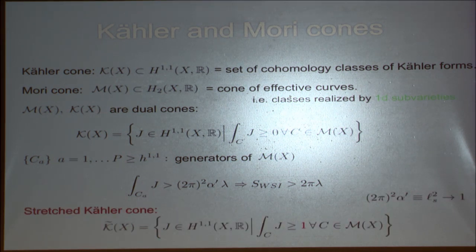So we define now, I'm going to set alpha prime times 2 pi squared to 1 for the remainder. We define an object, the stretched Kähler cone K tilde, which is the set of all Kähler forms such that when you integrate those Kähler forms over any curve, you get at least 1, not just at least 0. In other words, it's a subspace of the space of Kähler forms such that no holomorphic curve has volume smaller than 1. They all have volume at least 1.